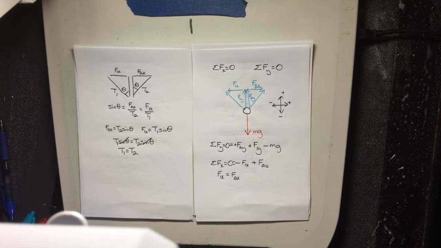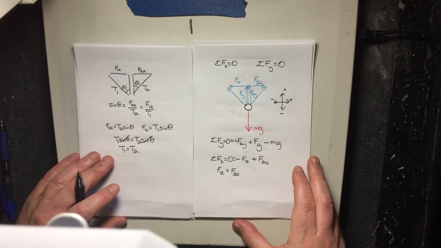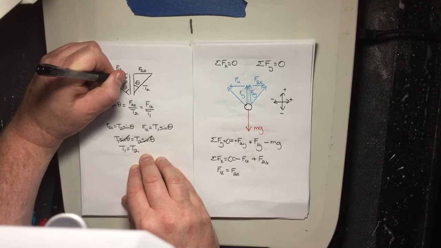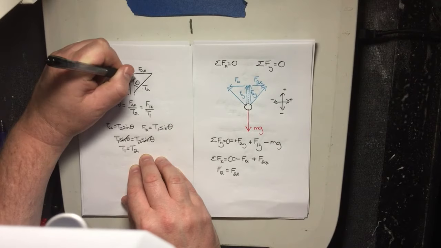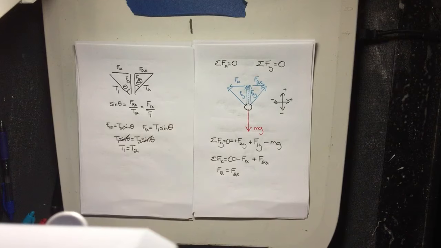Because those angles are the same, it simplifies, and you know that the tension of 1 is equal to the tension of 2. So all we have to do is find one of the tensions, and then we have everything. Another question we could do is use the vertical.